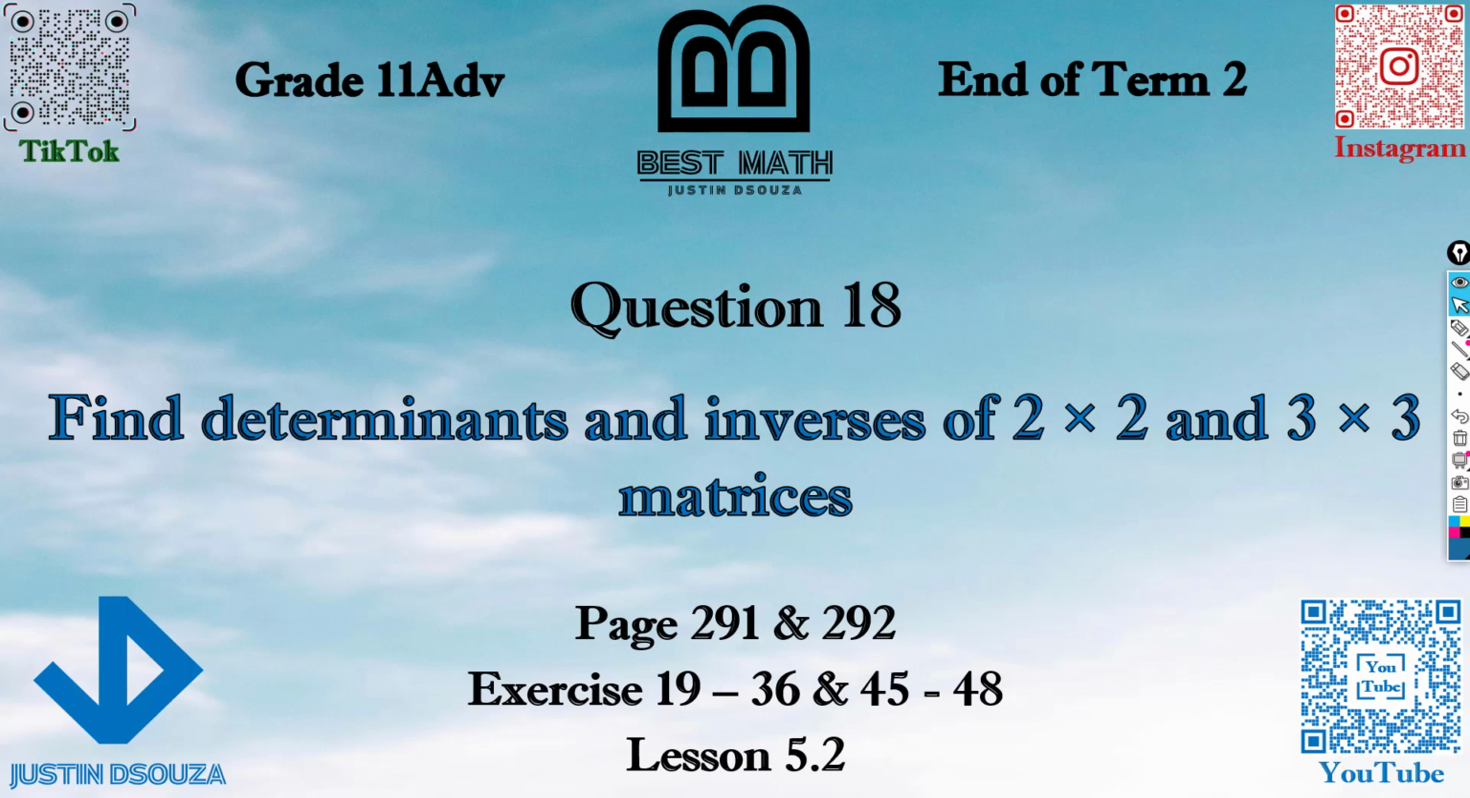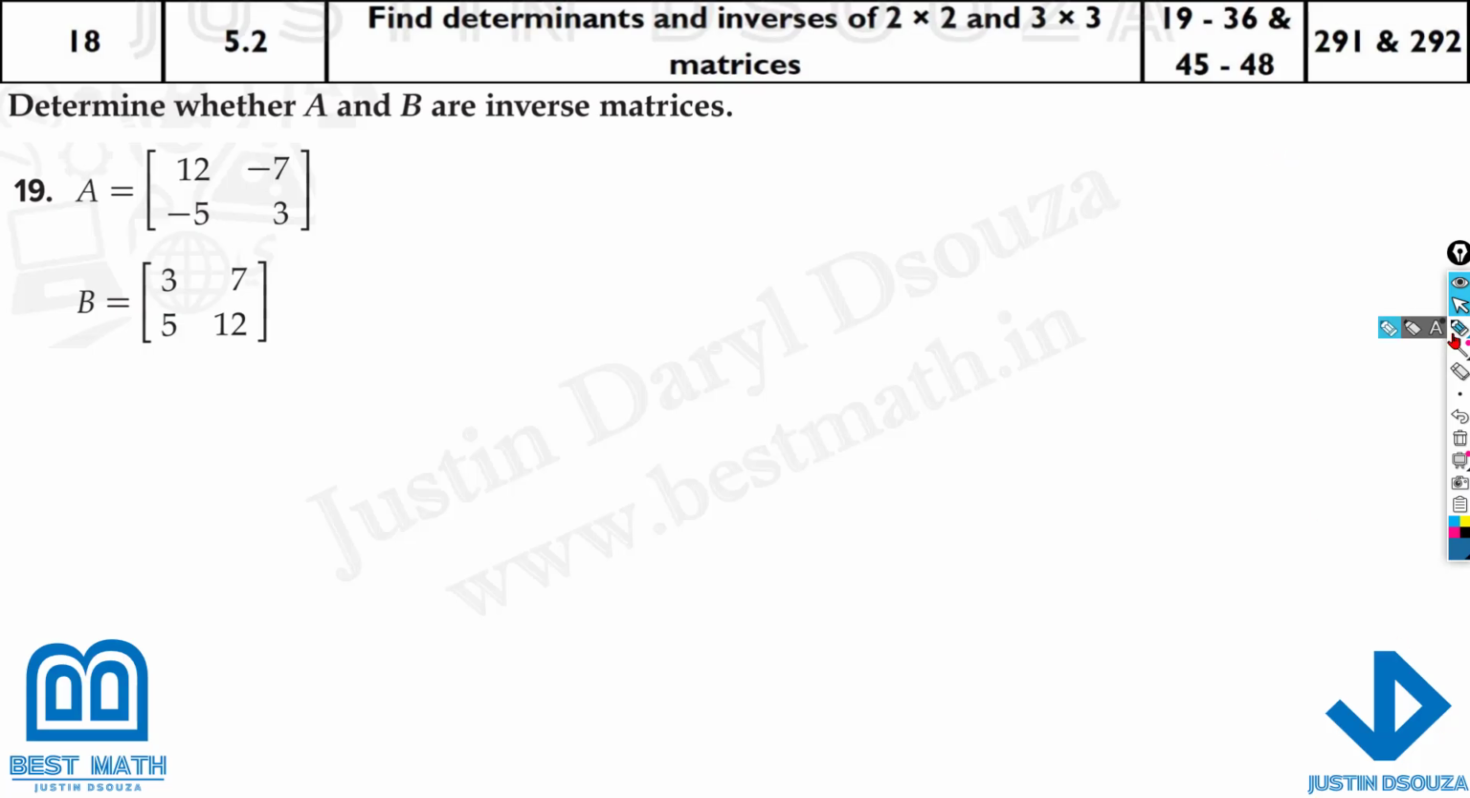Question 18 is to find determinants and inverses of matrices. It is from lesson 5.2. Here we have got two matrices. You can see it's matrix A and B. They both are 2 rows, 2 columns. Now we need to find whether they are inverse of each other.